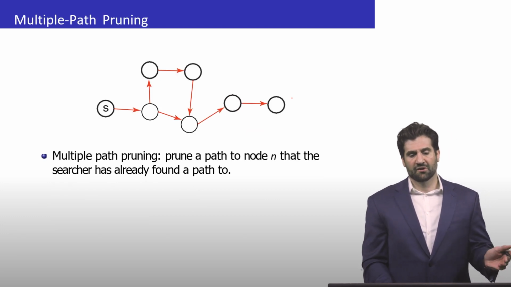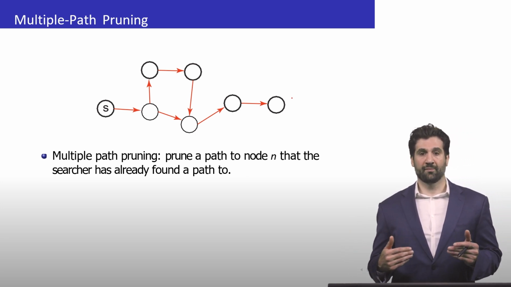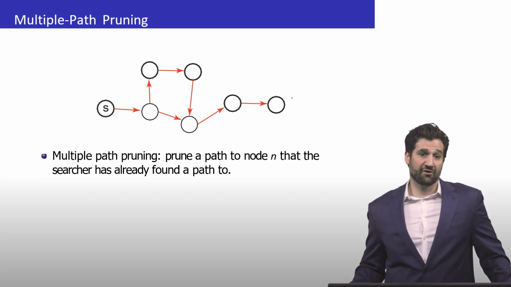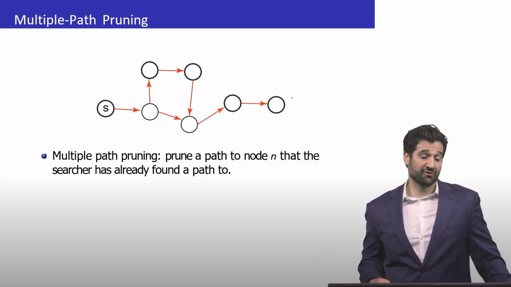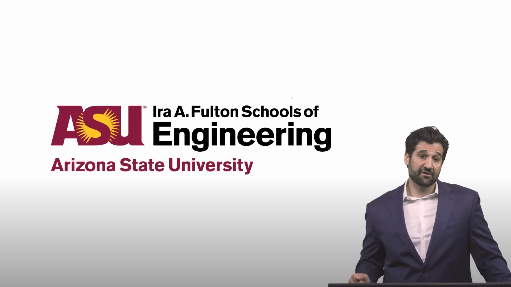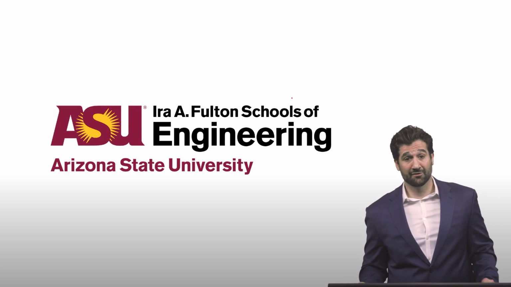So building on this, we might want to also look to prune paths where the search algorithm has already found a path to that node. And that builds on this concept, and we hope you tune in next time to find out how to go about doing that. Thank you.